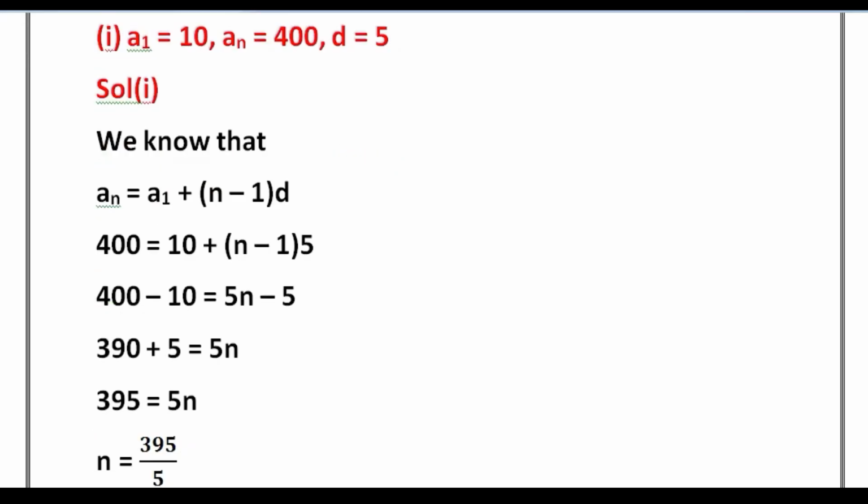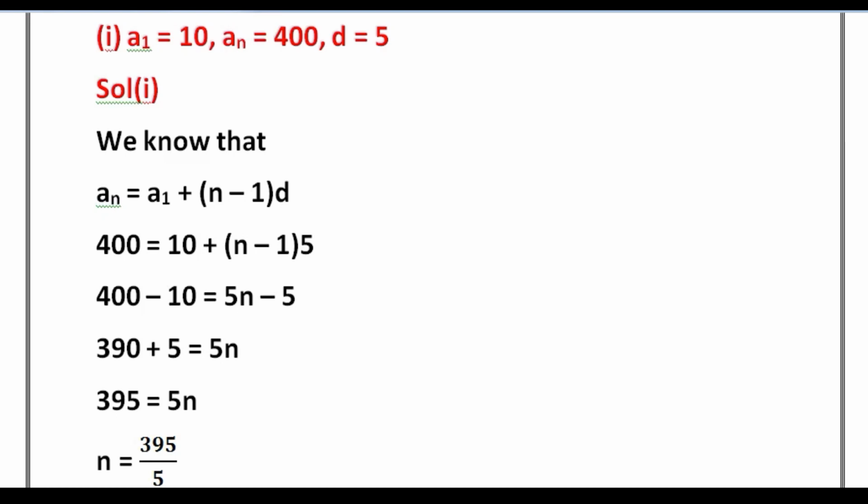We know that in an arithmetic progression, an is equal to a1 plus (n minus 1) into d. So the value of an is 400, which is equal to the value of a1, 10, plus (n minus 1), the value of d is 5. So 400 minus 10: take 10 from the right hand side to the left hand side, the sign will be negative. 400 minus 10 is equal to 5n minus 1 multiplied by 5, which is 5.